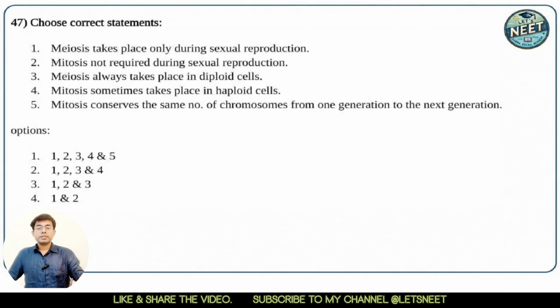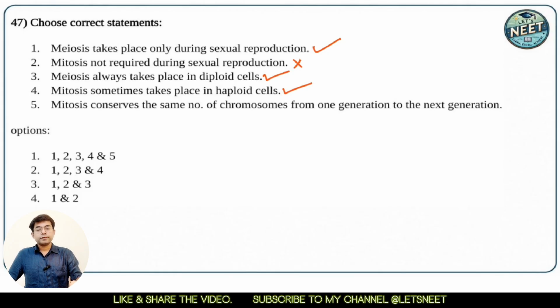Next one. Meiosis take place only during sexual reproduction. Correct? Meiosis take place during sexual reproduction. Mitosis not required during sexual reproduction. This is wrong. Mitosis is also required during sexual reproduction. Meiosis always takes place in diploid cell. This is correct. Mitosis sometimes take place in haploid cell. Yes, we have seen mitosis taking place in haploid.